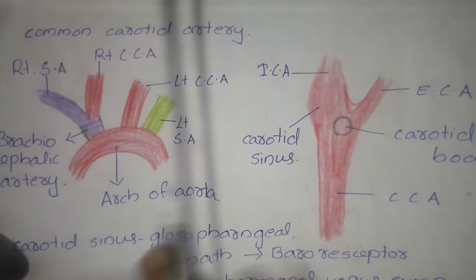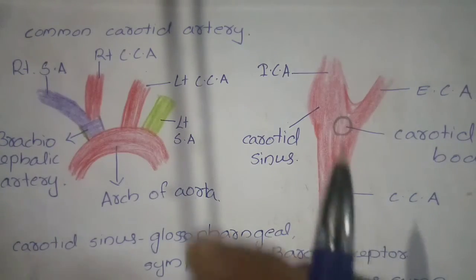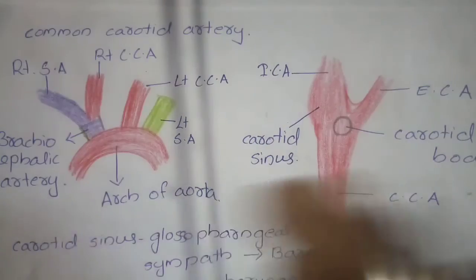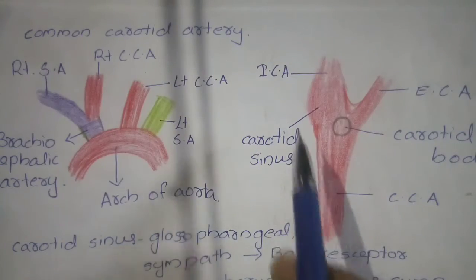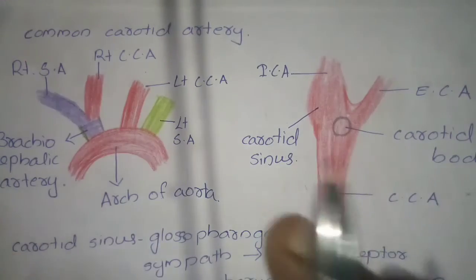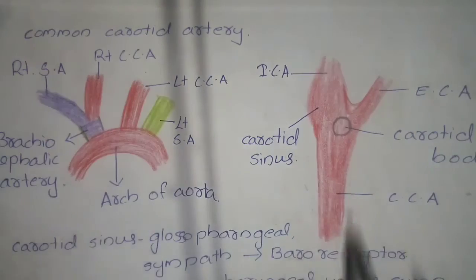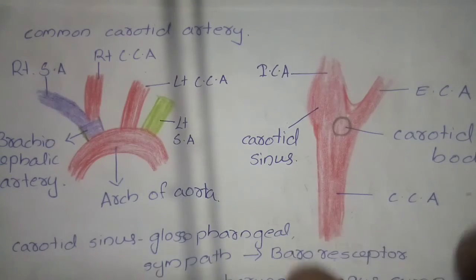Now let's move on to the course. It just goes up and terminates into the internal carotid artery and external carotid artery. I have drawn this diagram. This is the common carotid artery, which terminates into the internal and external carotid arteries. Before the termination, there are two things that give the common carotid artery its speciality: the carotid sinus and the carotid body.